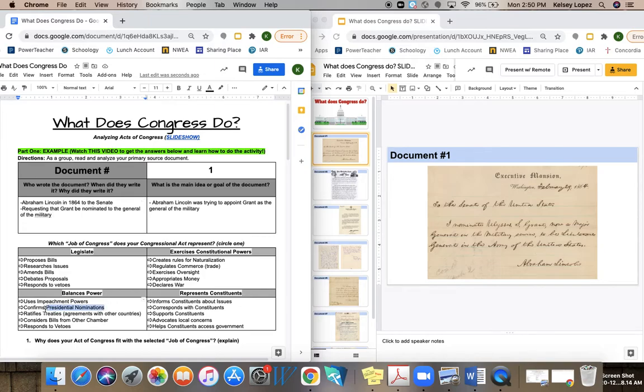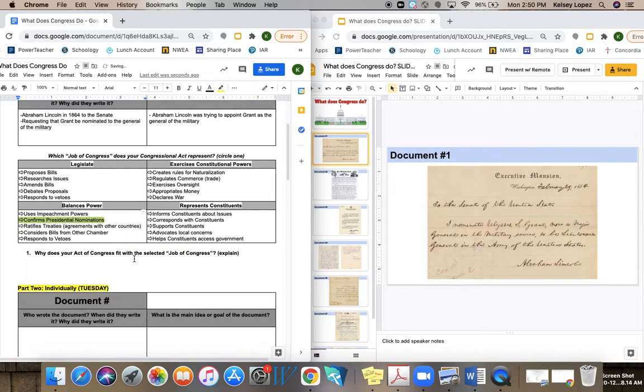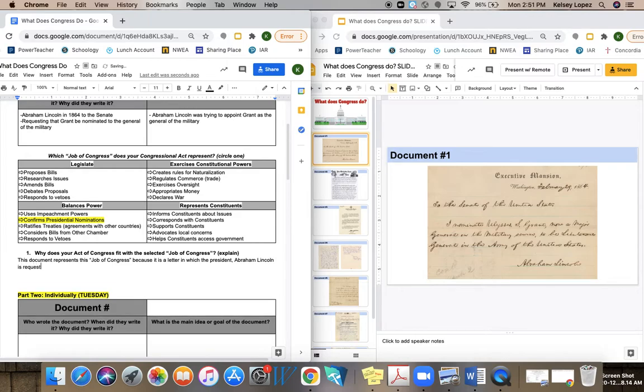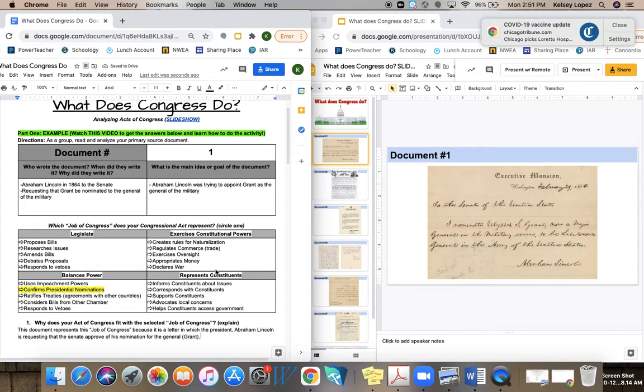Specifically, it looks like this, confirming presidential nominations. Why? We're going to answer it below. This document represents this quadrant, or this job of Congress, because it is a letter in which the president, Abraham Lincoln, is requesting that the Senate approve of his nomination for the general, which is Grant, right? Okay, so that's my example, but that's what you're going to do for every other one of these.